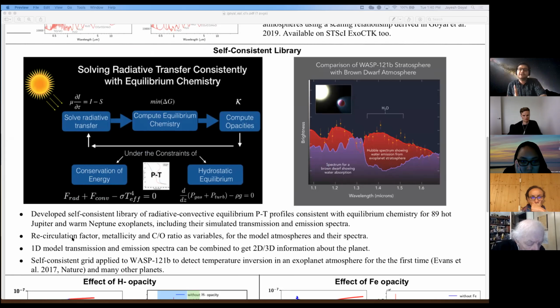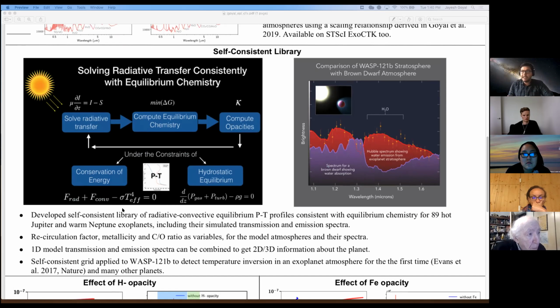We change it from no recirculation, imagine all the energy just stays on the day side, to the other grid point, efficient recirculation, which means half of the energy that is dumped on the day side goes to the night side. This has implications on the pressure temperature structure as well as the spectrum, which I'll come to in a minute. We also change the metallicity and C/O ratio here to see how they affect the chemistry, then the pressure temperature structure, and thereby the spectrum.